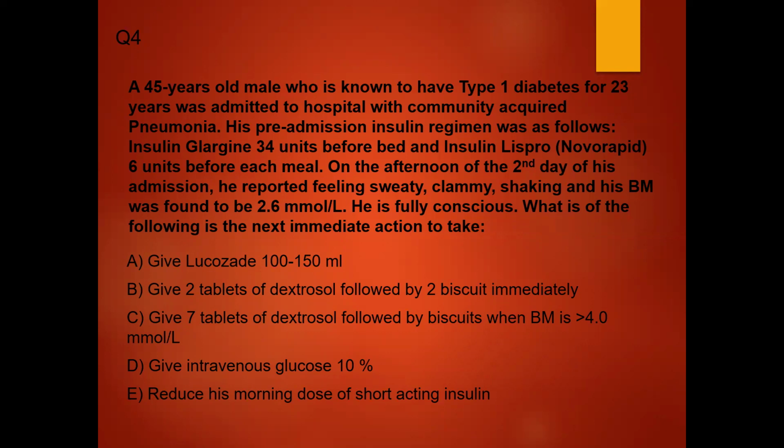So here again, they are testing the JBDS guidelines. Think about the options now. Give the patient Glucogel 100 to 150 ml. Give 2 tablets of Dextrosol followed by 2 biscuits immediately. Give 7 tablets of Dextrosol followed by biscuits when BM is more than 4. Give intravenous glucose 10%. Reduce his morning dose of short-acting insulin. So what is the possible answer? Think about it again. This is based on the guidelines.